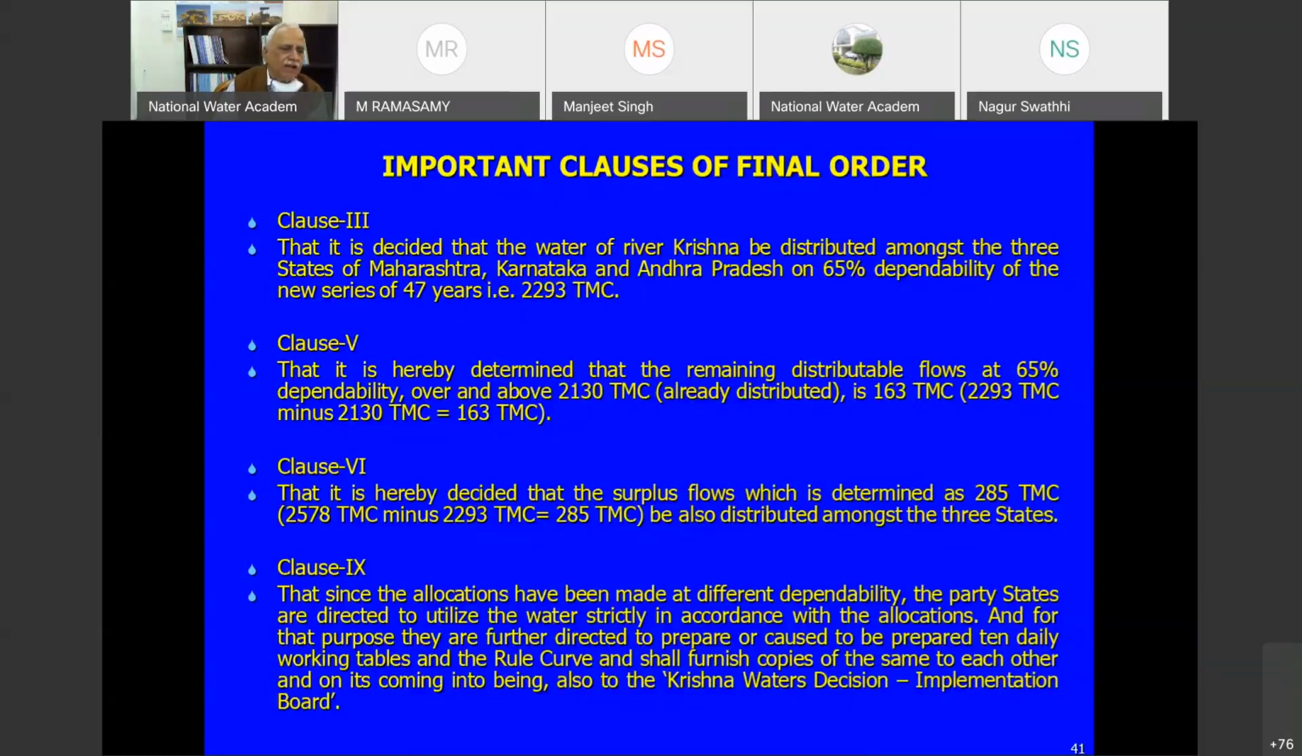Clause 6, that it decided that the surplus flows, which is determined as 285 TMC, be also distributed amongst the 3 states. Clause 9, that since the allocations have been made at different dependability, the party states are directed to utilize the water strictly in accordance with the allocations, and for that purpose they are further directed to prepare or cause to be prepared 10 daily working tables and the rule curve, and shall furnish copies of the same to each other and, on its coming into being, also to the Krishna Water Decision Implementation Board.